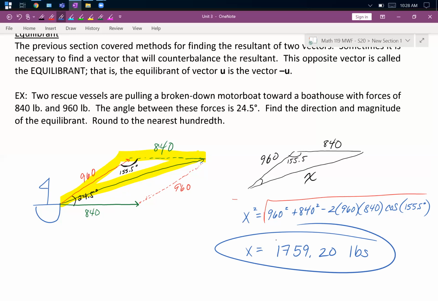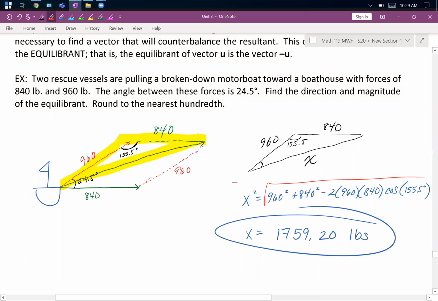So that is the same as the magnitude of our equilibrium because the two are the same, but now we need to find the direction of that equilibrium. So we want to find the direction angle of our resultant vector, and then we'll need it to go in the opposite direction from that. So we'll add 180 degrees once we get that to get it going in the opposite direction.